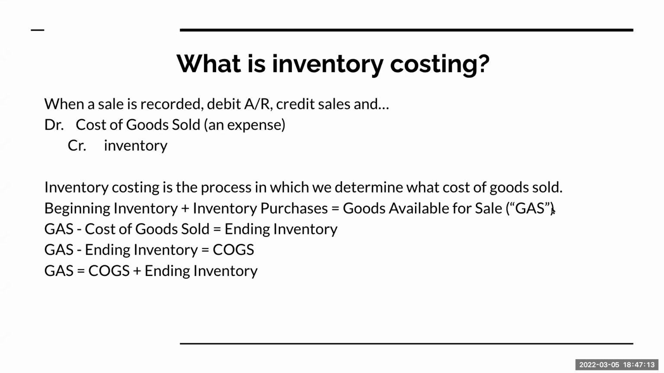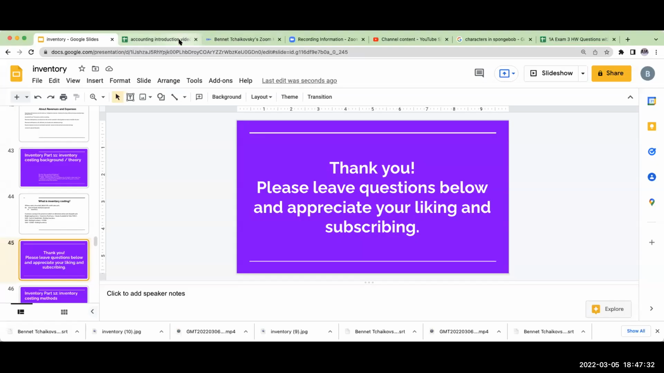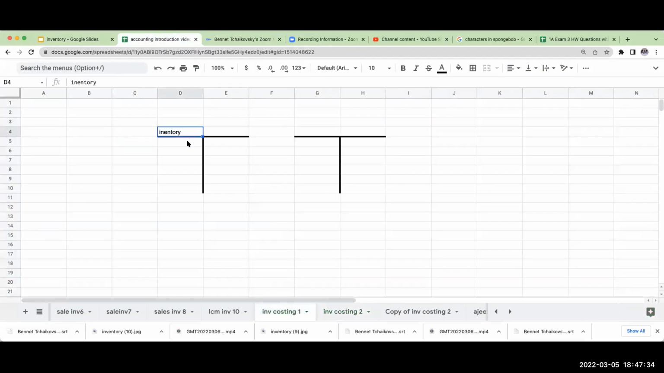So what exactly is inventory costing? When a sale is recorded, we're debiting accounts receivable, we're crediting sales, and then we're debiting cost of goods sold, which is an expense, and we're crediting inventory. The point behind inventory costing is really saying, okay, we have our inventory account here, and then what amount are we going to be assigning over here to our cost of goods sold?